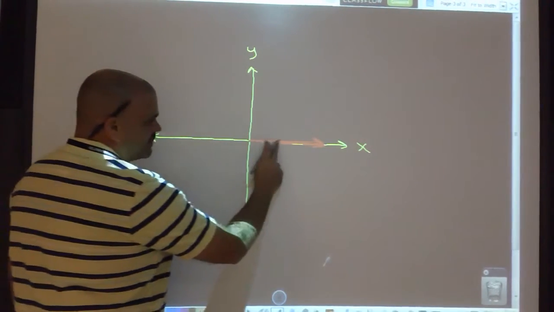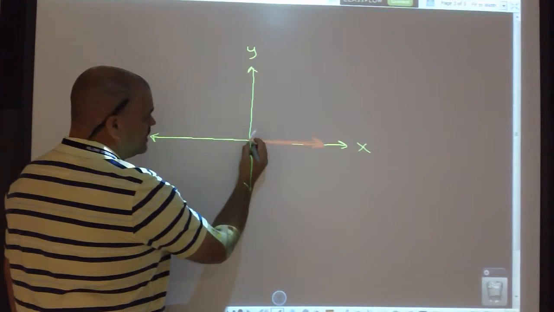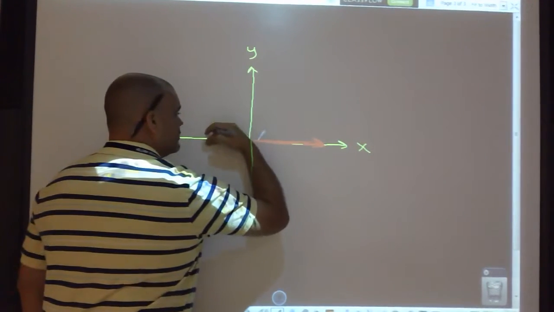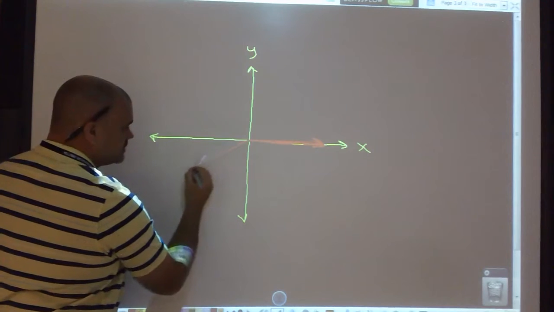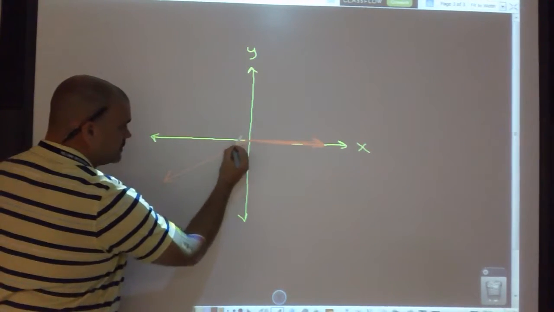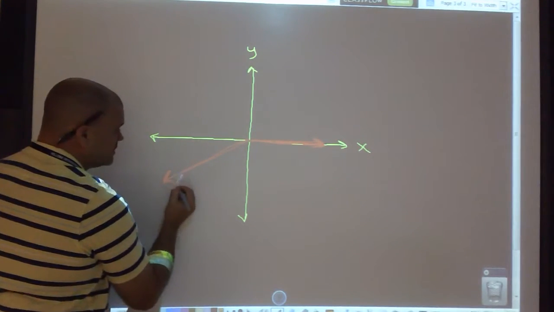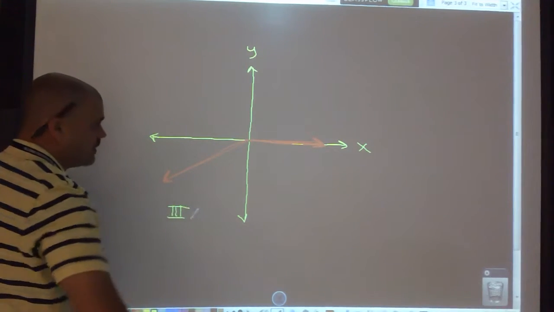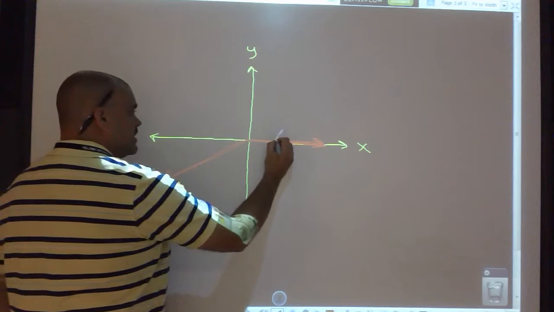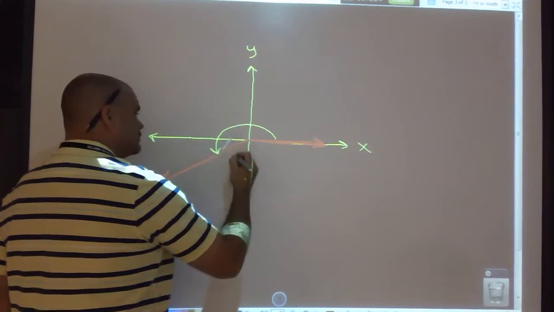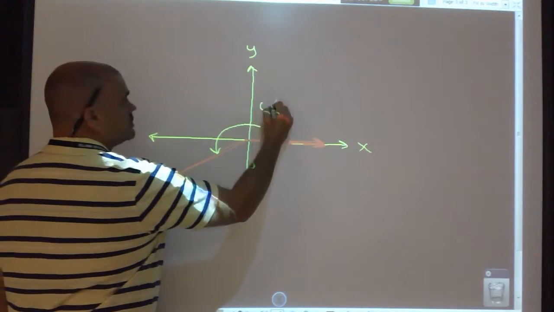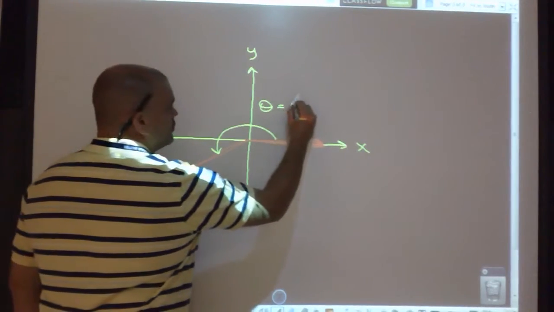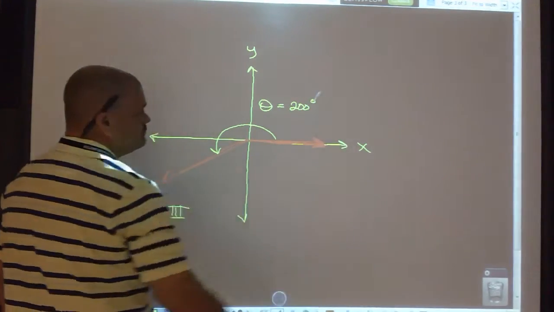So again, this is our initial side. Let's say that we sweep the terminal side, the other side of the angle, into this position right here. Again, this is in the third quadrant. Now, what we see is that this angle that's being made, we're going to call this angle theta. And let's say that this angle is about 200 degrees.